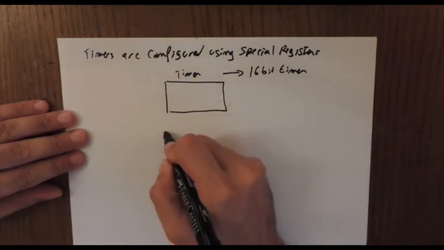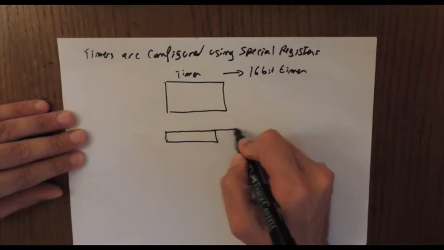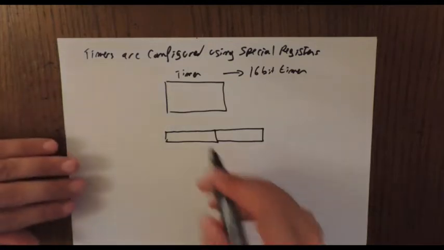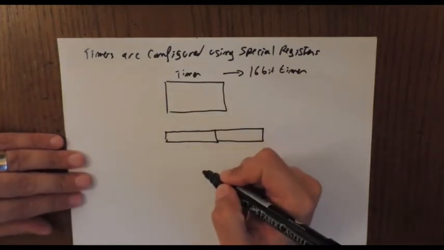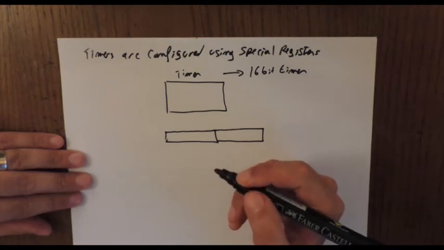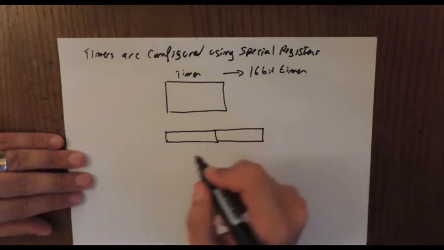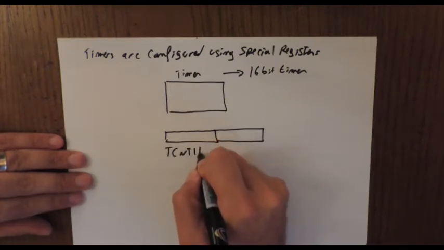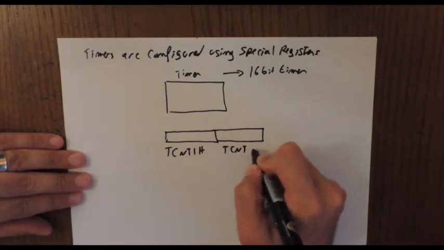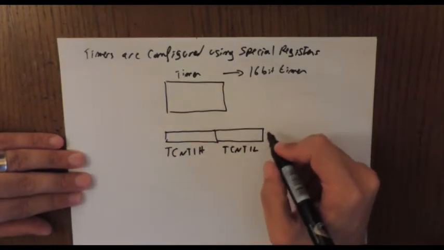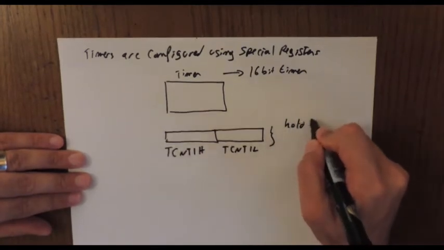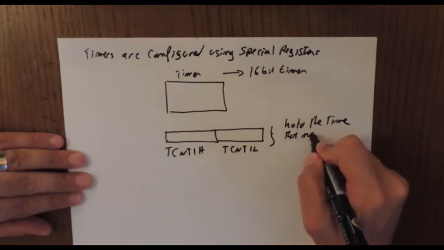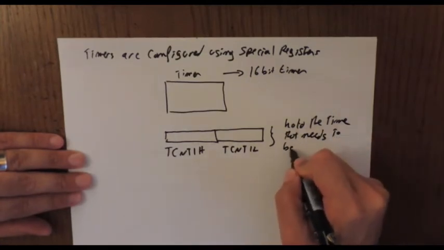Since it's 16-bit, of course, I cannot place the value in just a single register. So the two registers that hold the value of the amount of time I want to reach are two special registers called timer counter 1 high and timer counter 1 low. So these two registers hold the time that needs to be counted.